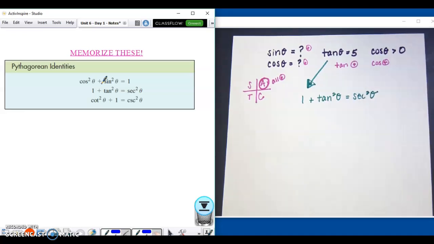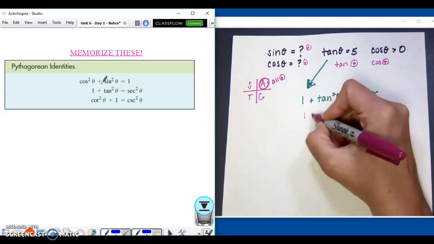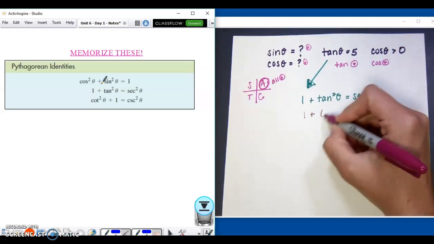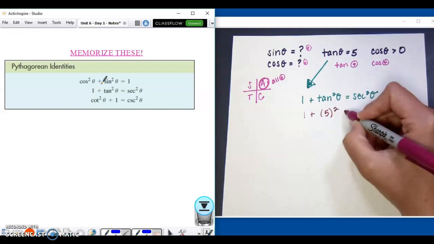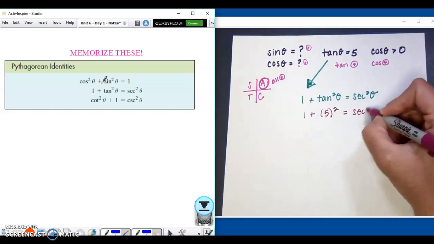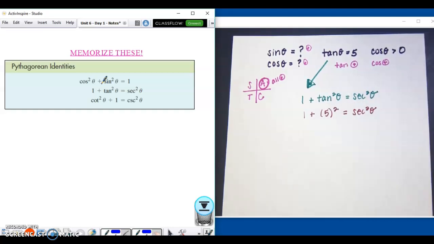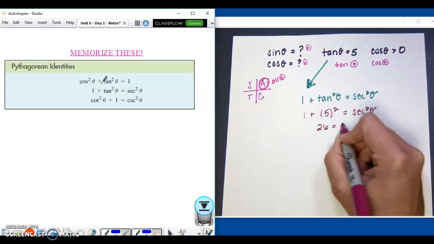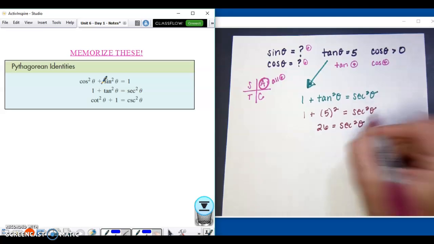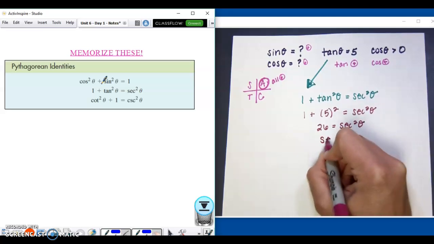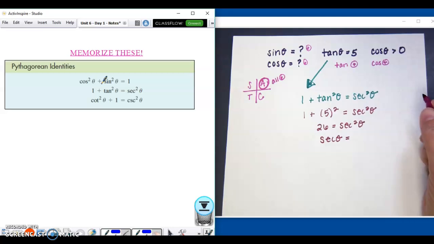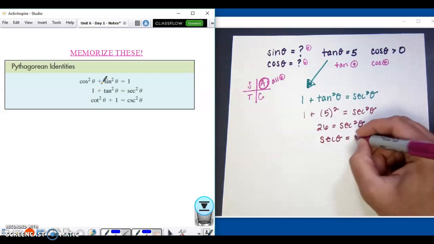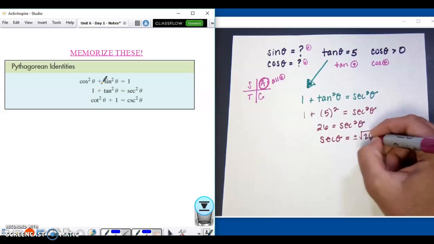Okay, and I'm going to just plug in. So we have 1 plus tangent squared, it tells us tangent is 5, so that's going to be 1 plus 5 squared is equal to secant squared theta. So this is 25 plus 1, so 26 equals secant squared theta. So if I take the square root, secant theta is technically going to be plus or minus the square root of 26.